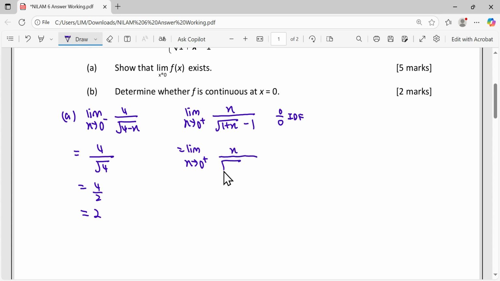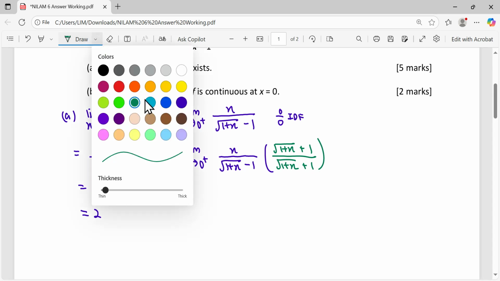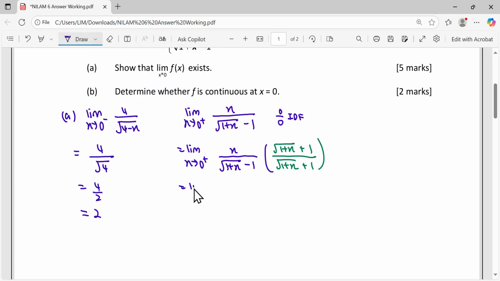For this function, we simplify by its conjugate. Multiply with its conjugate, square root of 1 plus x plus 1 over square root of 1 plus x plus 1. Simplify its conjugate, a minus b times a plus b gives us a squared. So the square root and square cancel, then minus b squared. At the numerator, we rewrite in product form. We don't need to expand, we simplify the conjugate part.